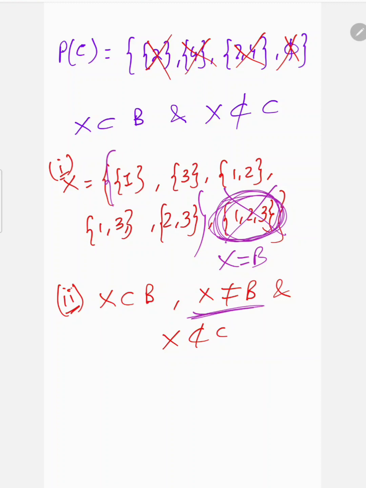X cannot be equal to B. So we have to eliminate this one from X. Rest is okay, no problem. If I take X as 2, 3, okay, it is not equal to B, right?